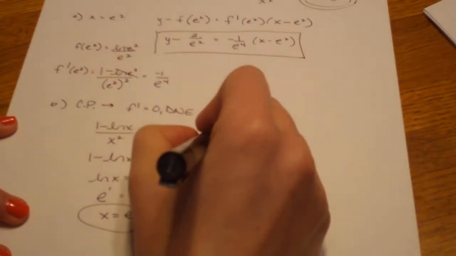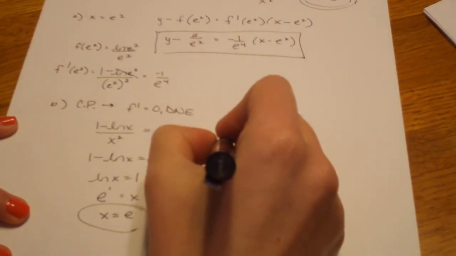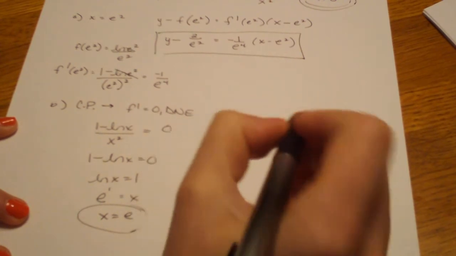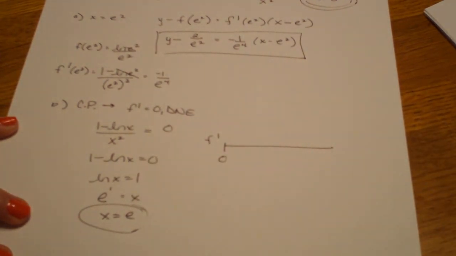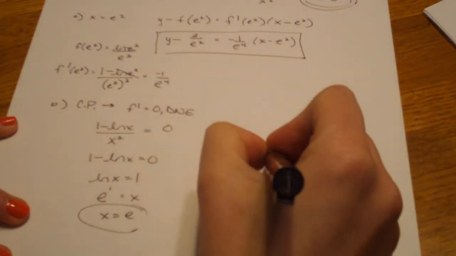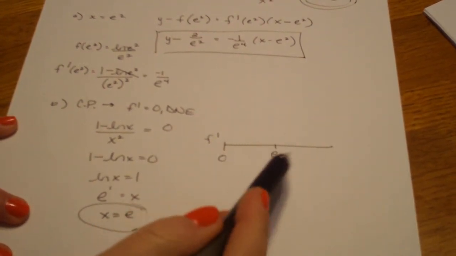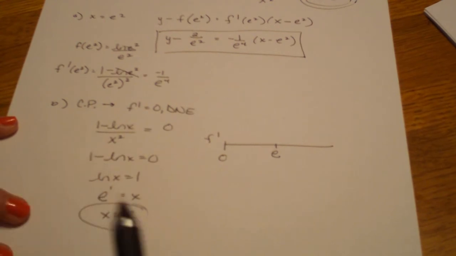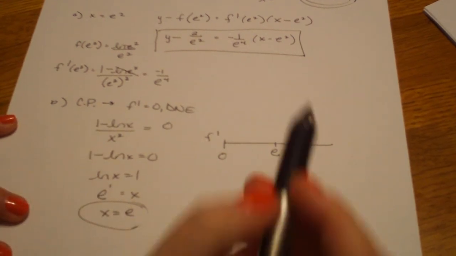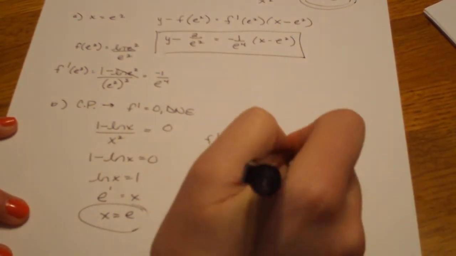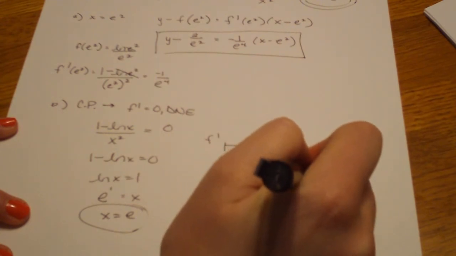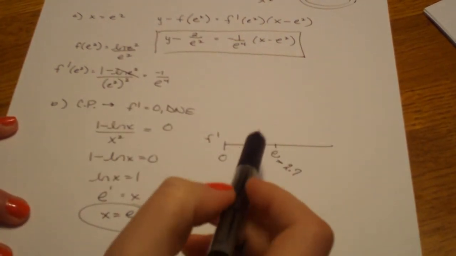So that's where my critical point is, but now I have to determine whether that's a max or a min or neither. So I'm going to make my f prime number line, and I'm going to start it at 0 because my domain again is x is greater than 0. And I'm going to put e on here. So I want to pick a number between 0 and e that I can sub into my derivative to see if it's positive or negative. Let's pick a nice easy number. Let's use 1. Remember, e is about 2.7. So 1 is a good number to pick.